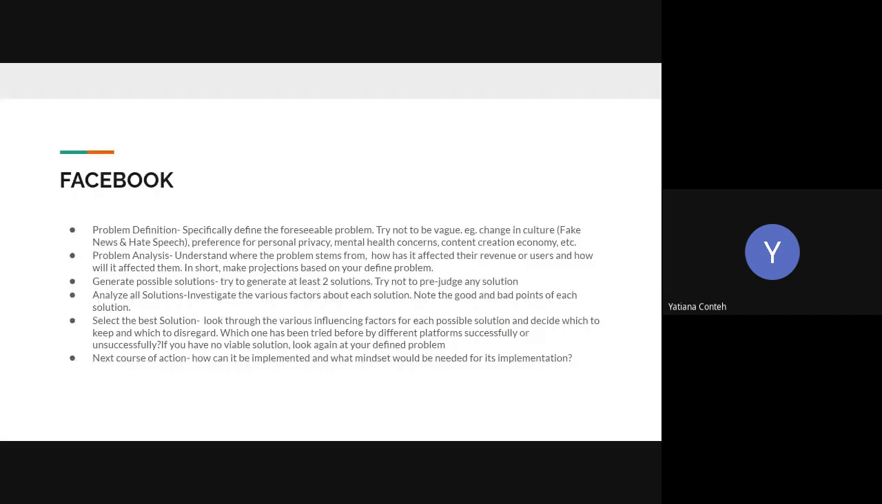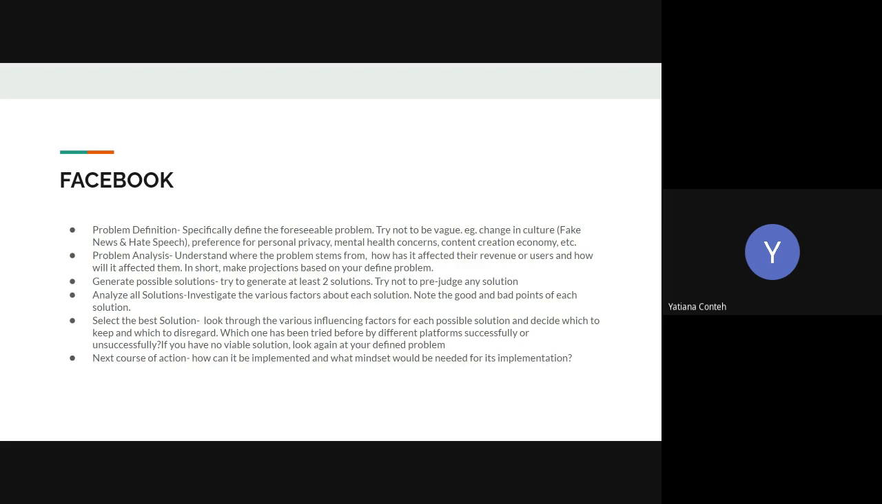You understand how it will affect their revenue, okay, or how it will affect their users or how it will affect even the Facebook team itself. Okay, so basically you make projections based on your defined problem. So you analyze the problem. Now that I think this is going to be a problem for Facebook in 2022, I believe that this problem is going to affect their revenue, or it's going to affect their user base, or it's going to affect the general community, or wherever you think the problem is going to affect.